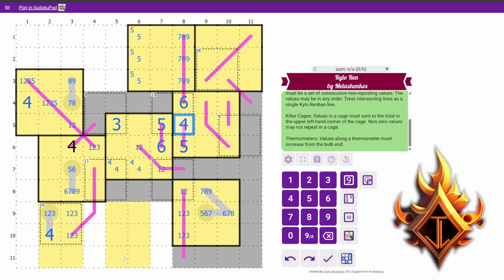So much for that. This cannot be 5, 4. It could be... Oh, it can't be 6, 3 either. Could it be 7, 2? It could be. Could be 7, 2 or 8, 1. 7, 2 or 8, 1. Alright.